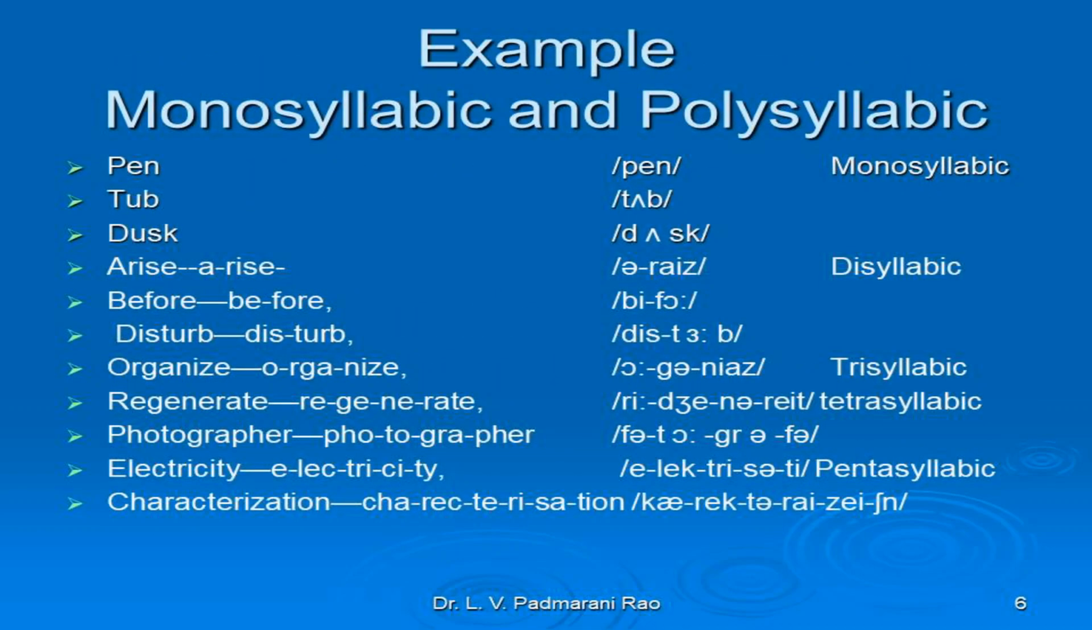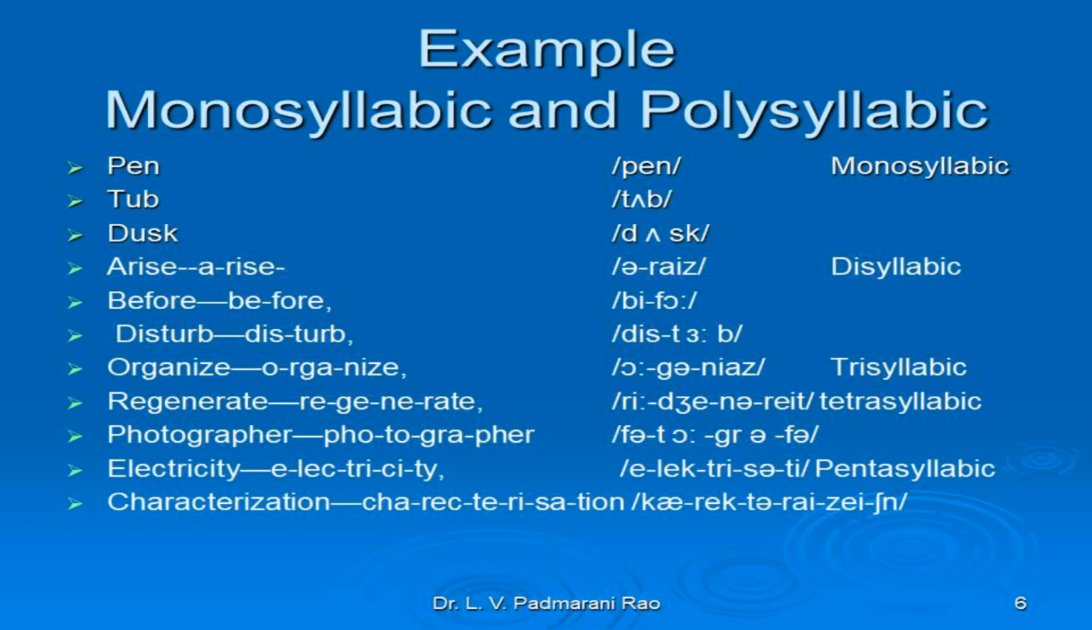The very first word that is introduced here is pen. The pronunciation of it is given in the phonemic transcription with the slant lines. P sound, e sound and n sound, which is pronounced as pen. Because it has a single vowel in it, this is a word and it is a syllable also. Because only one vowel sound is present in it, it is called a monosyllabic word.